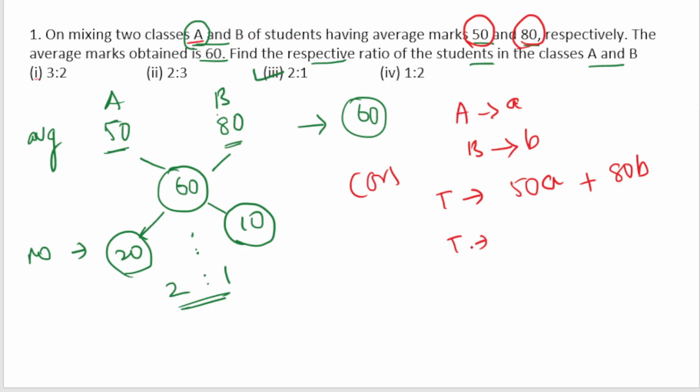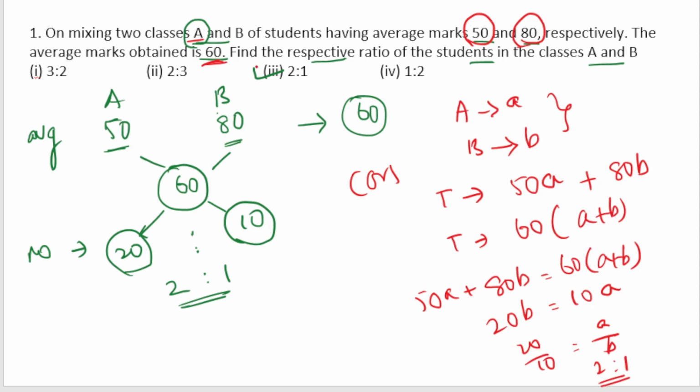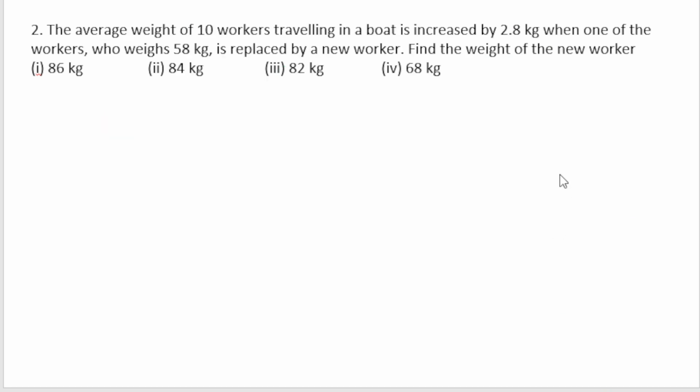Okay. And what is given here? The average of class A and B is 60. So here we will take average into the total number of students in A and B. It is A plus B. So we will equate these: 50A plus 80B is equal to 60 into (A plus B). Here if you solve, you will get 20B is equal to 10A. So here A by B is equal to 20 by 10. It is 2:1. A to B ratio is 2:1. It is third option. Next question.